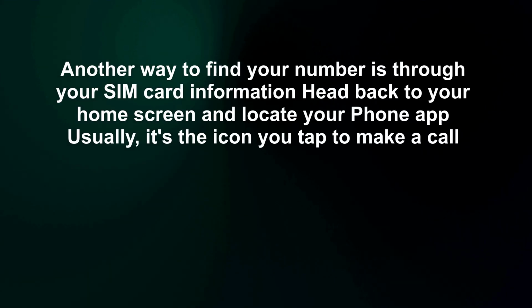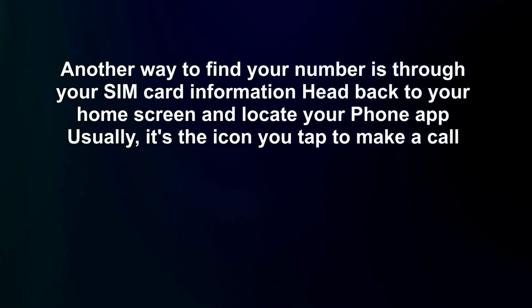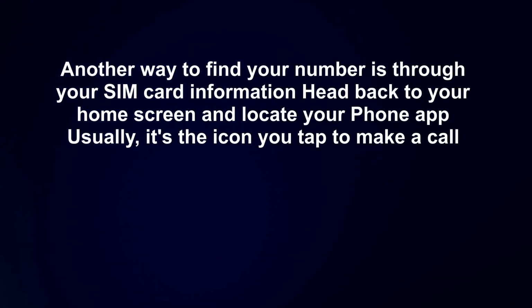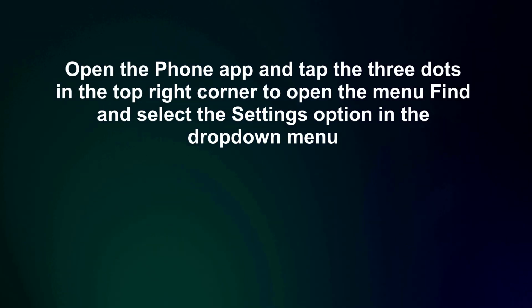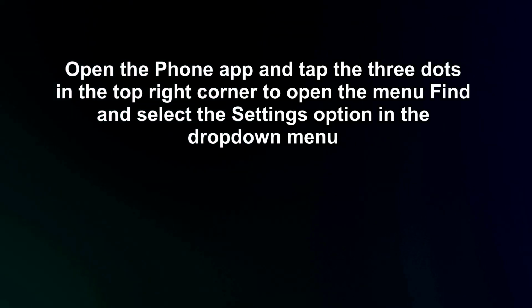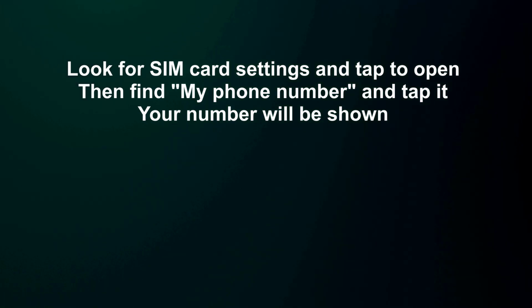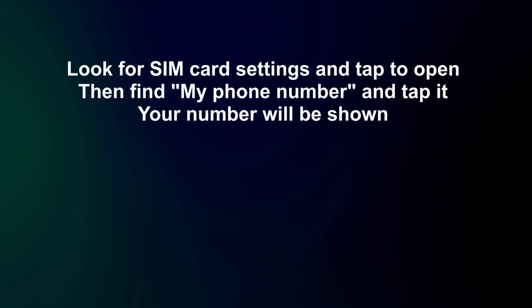Another way to find your number is through your SIM card information. Head back to your home screen and locate your phone app. Usually, it's the icon you tap to make a call. Open the phone app and tap the three dots in the top right corner to open the menu. Find and select the settings option in the drop-down menu. Look for SIM card settings and tap to open, then find My Phone Number and tap it. Your number will be shown.